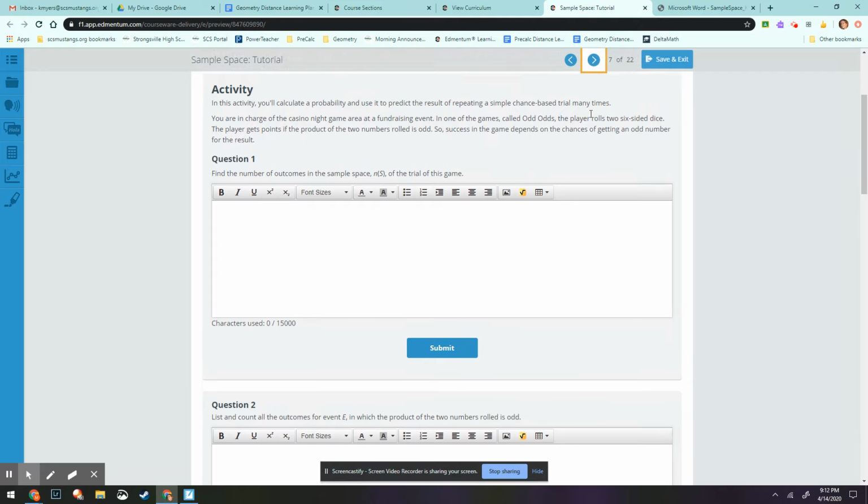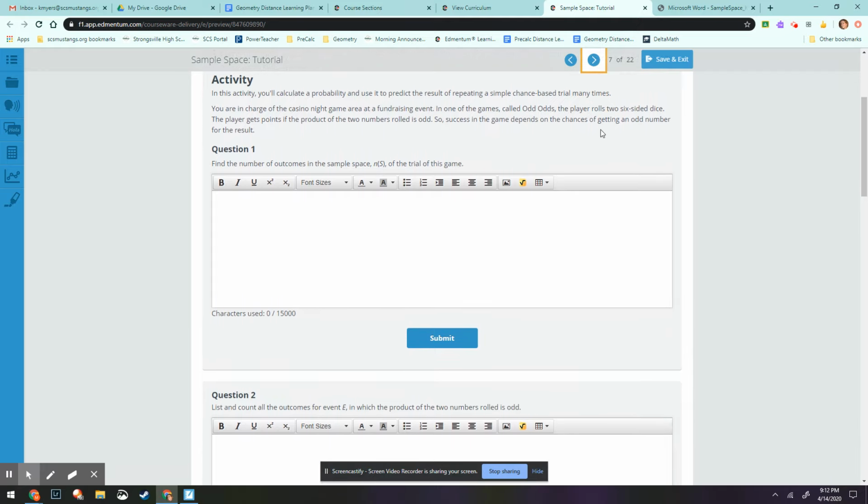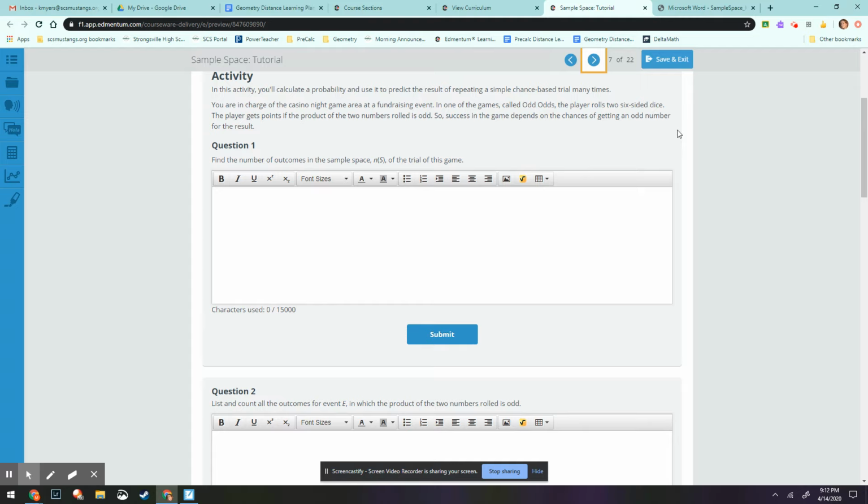In this one activity, the first thing they want us to do is, we have this game called Odds Out, and the player will roll 2 6-sided dice. Now, the player gets the points if the product of the two numbers is odd, so success depends on the chances of getting an odd one. So we want to find the number of outcomes in the sample space. Okay, now the sample space is this N of S, and it looks really weird, but all that means is how many possible outcomes are there.